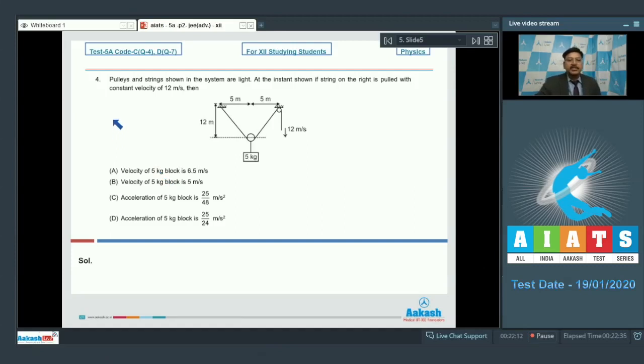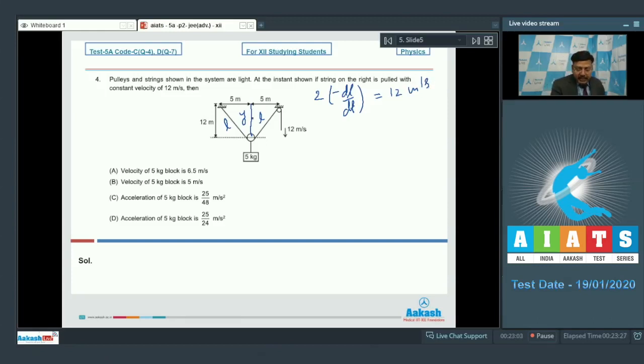So let's use the constraints to find the answer to the question. Now we can see, let's call this dimension y, this is a constant, and let's call this L. Now what is given? This is L, by symmetry this is also L, and what is given to us is that the string is pulled with velocity 12 meters per second. So in fact 2 times minus dl by dt has been given to us and its value is 12 meters per second.